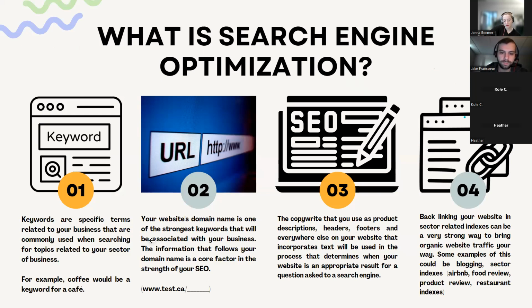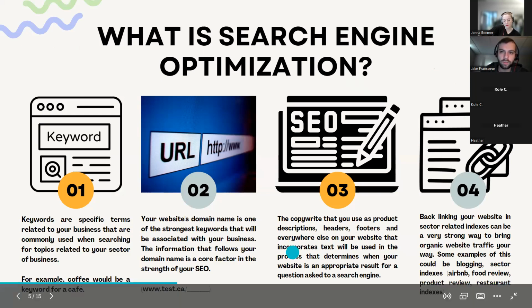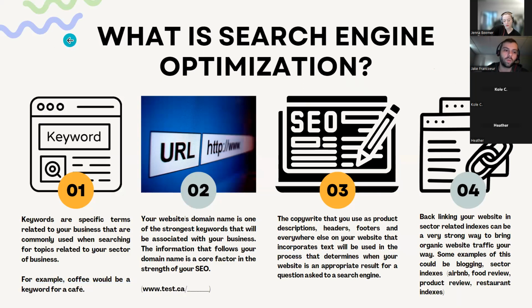So let's take a look. First we have keyword. Number one is keyword. Keywords are specific terms related to your business that are commonly used when searching for topics related to your sector of business. A good example is that coffee would be a strong keyword for a cafe, or tea would be a strong keyword for a cafe.